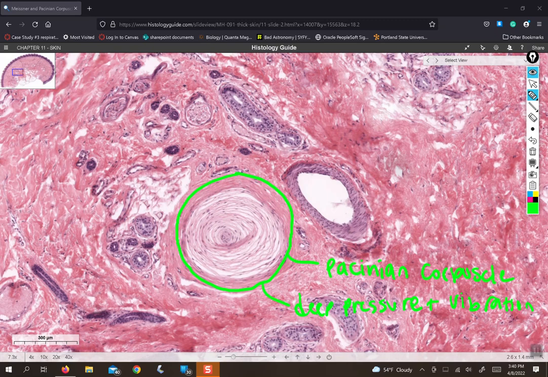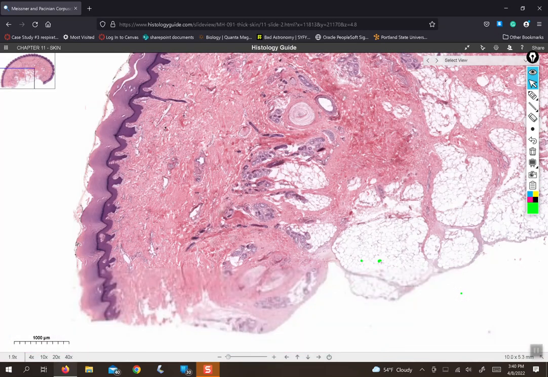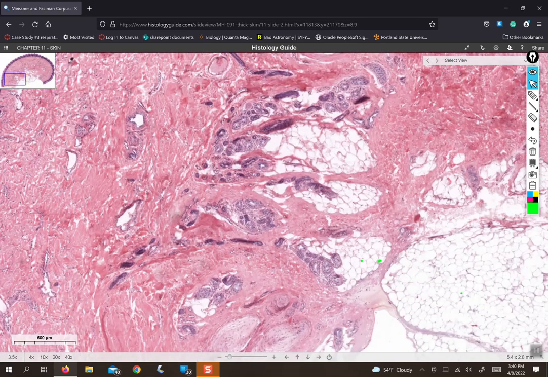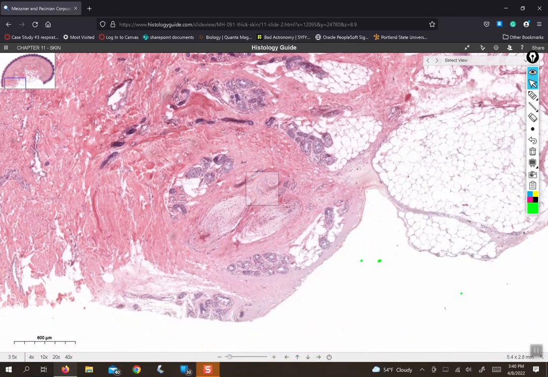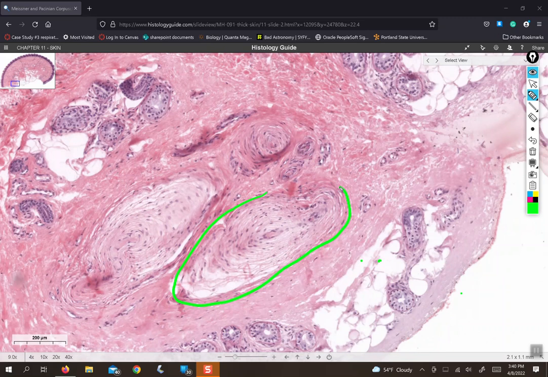Let's see if we can see any more. Oh, there's a couple more down here. These ones aren't quite as round, but they meet the same criteria. So we can see one here, here, here. So again, onion skin appearance. Not necessarily perfectly round, although that first one I showed you was pretty round. But as you can see, same. So there's concentric, circular or oval layers of cells wrapping around each other.